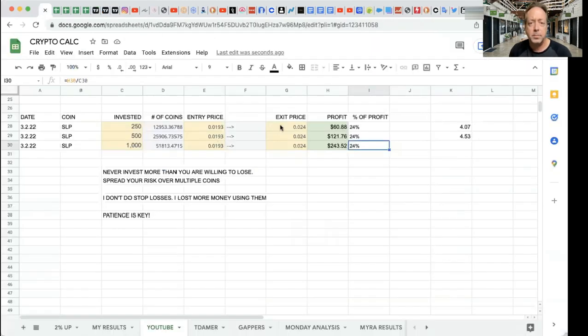Let's go one more and just have some fun with this: 0.027. My wife is fighting with the dogs. They're going nuts. Okay, I can make 40% of my money here at 0.027 on $1,000, if I want to invest for myself.